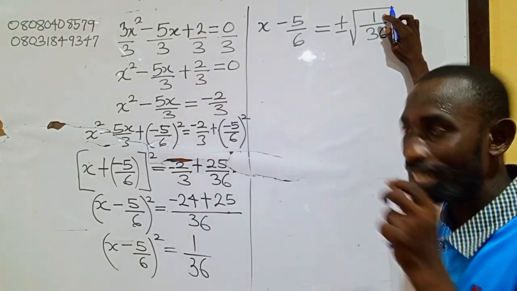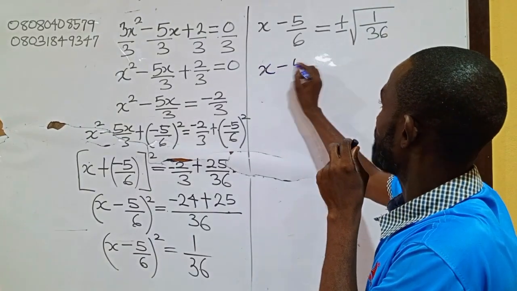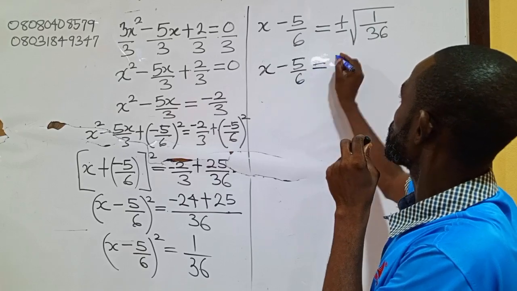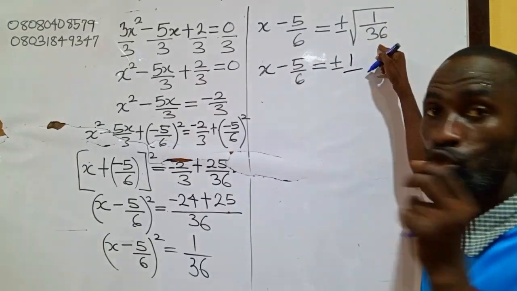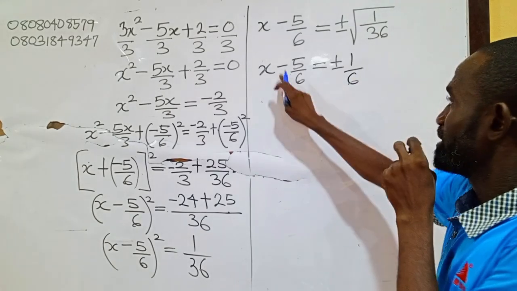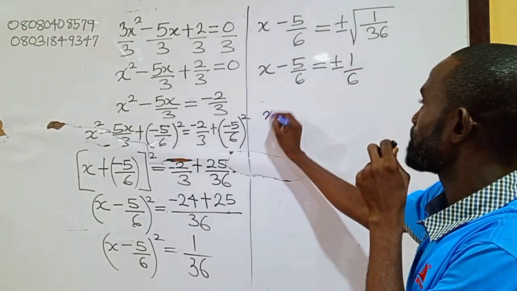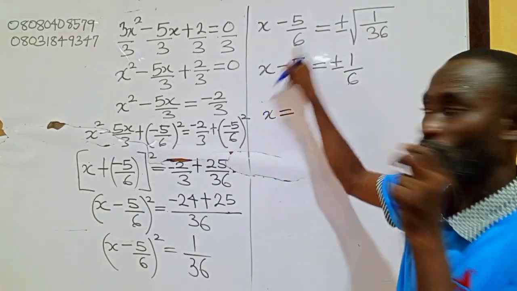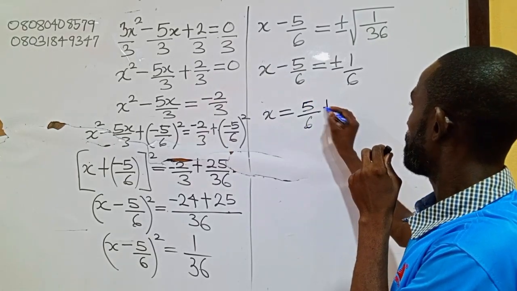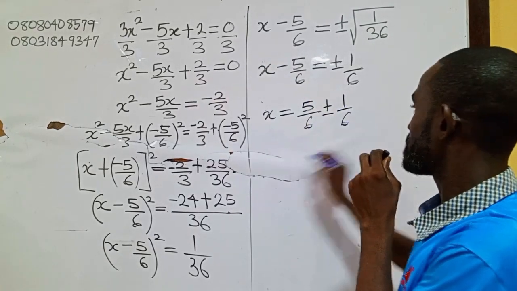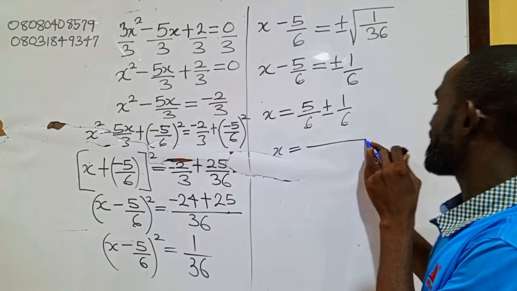What's the root of 1? 1. So I'm having x minus 5/6 is equals to plus or minus root of 1, which is 1, all over root of 36. What is it? It is 6. This one will now come here. We now have our x to be equals to, when this minus is crossing, it becomes what now? Plus. We now have 5/6 plus or minus 1 over what now? 6.